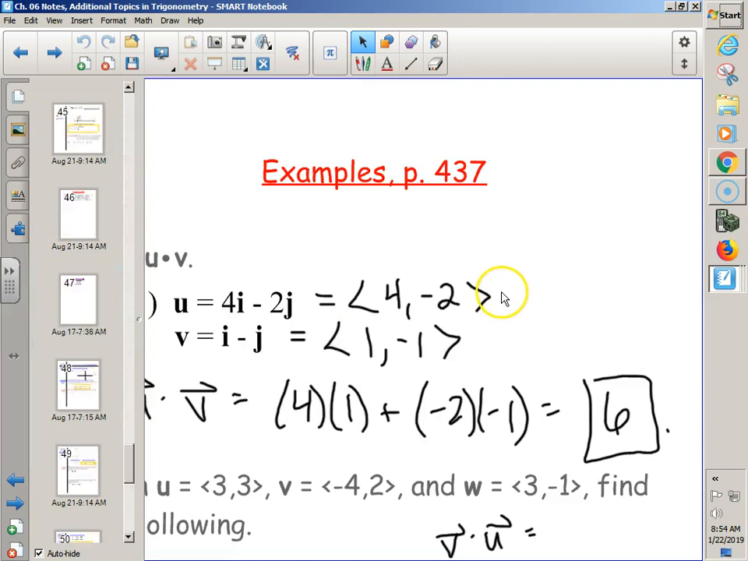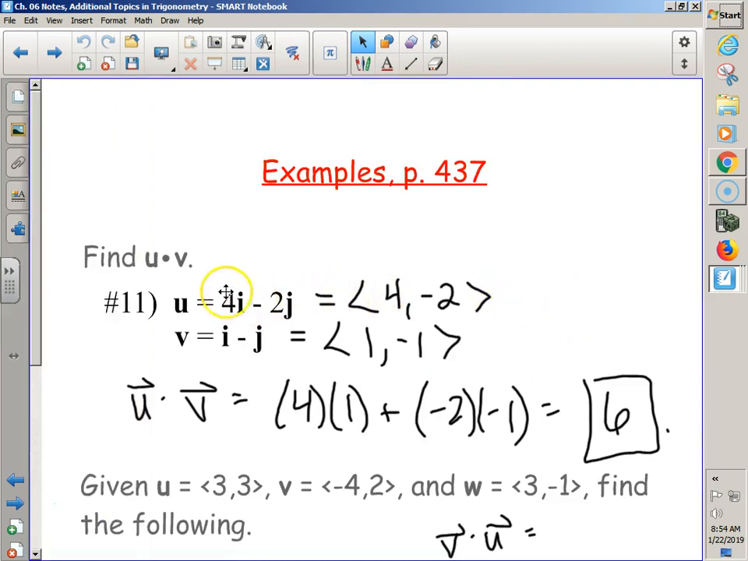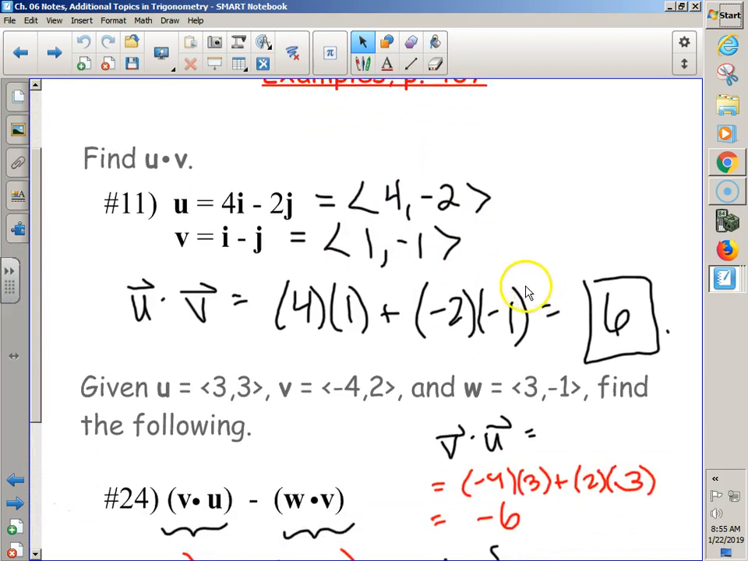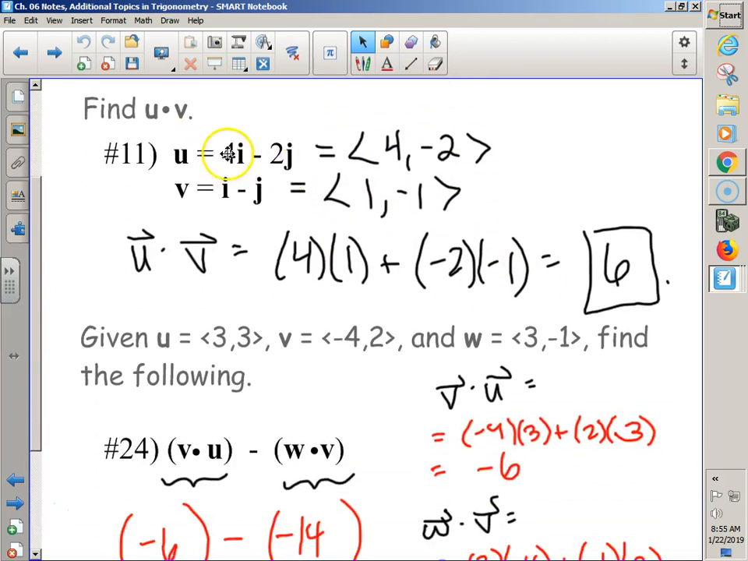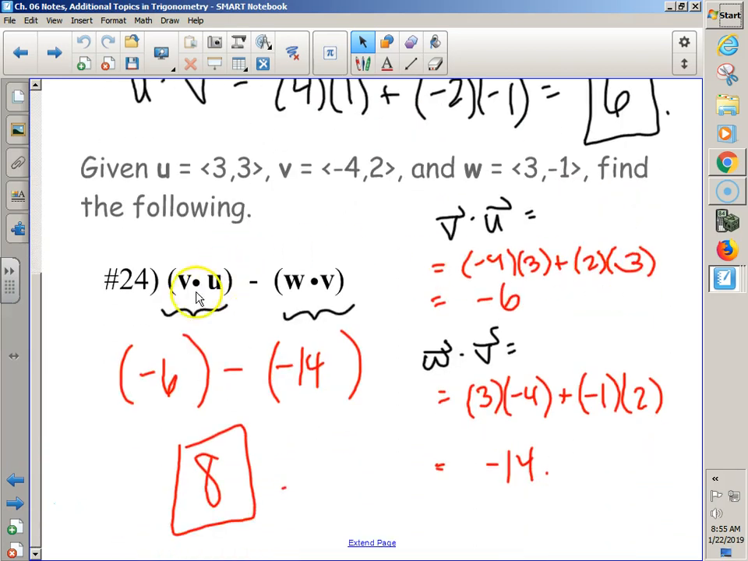So what we saw on Friday is whether you have vectors in linear combination forms or component forms, either way, you're multiplying the x's, the coefficients, 4 times 1, plus you're multiplying the b coefficients or the vertical components, so -2 times -1, and you're just adding them together. It's a number, no big deal. Now, if you have a longer expression, just kind of do PEMDAS.